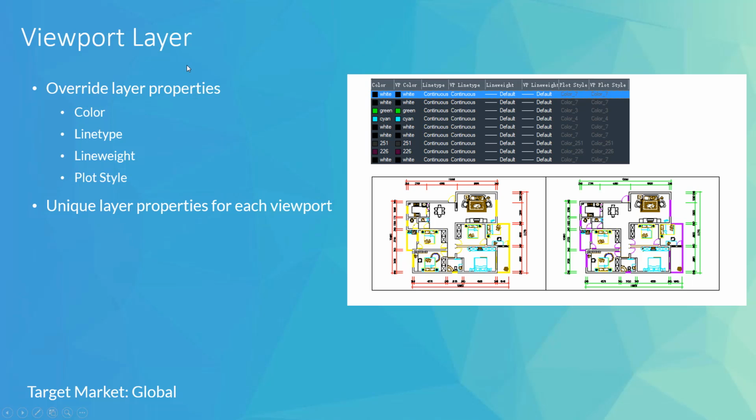And the next one is about viewport layer. As you can see from here, we provide the layer properties VP color, VP line type, VP line weight, VP plot style. So you can set these properties to override the layer properties color, line type, line weight, plot style for the entity display in each viewport. Let's check the feature in a video.